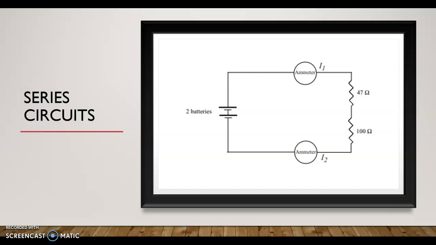For our first lab, we have a series circuit, which looks like this. We have two batteries, both equal to 1.5 volts each, one ammeter, two resistors, one being 47 ohms, one being 100 ohms, and then another ammeter.